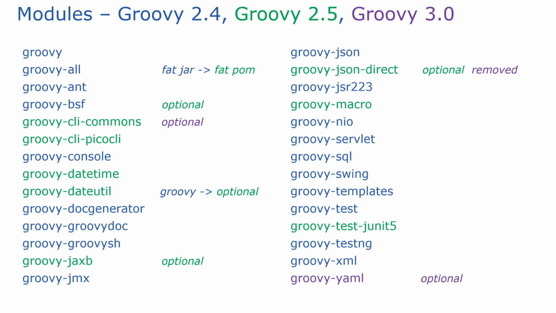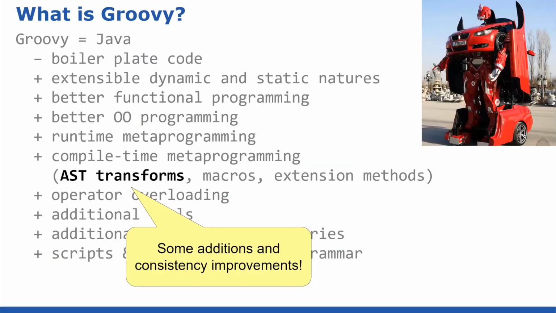So this gives us a way to evolve the language without impacting users too much, or at least giving them a very clear picture of what they need to do to make use of all the functionality. So that's what's happening in the module space.